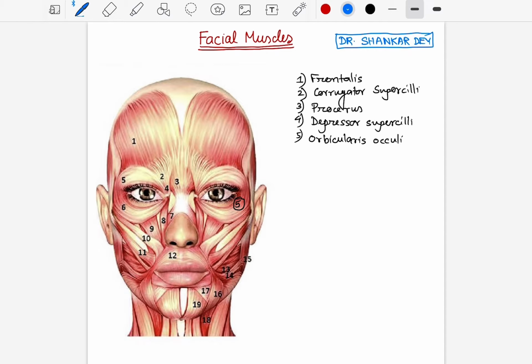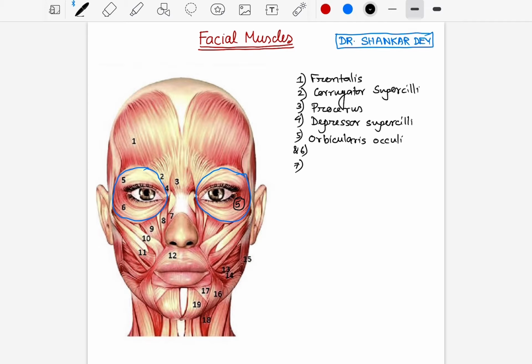Next is number 6. What is number 6? Number 6 is also the same. The whole rounded muscle is orbicularis oculi. So number 5 and 6 are orbicularis oculi.